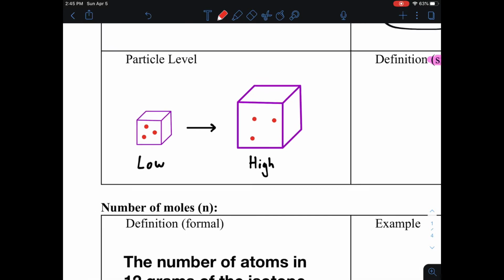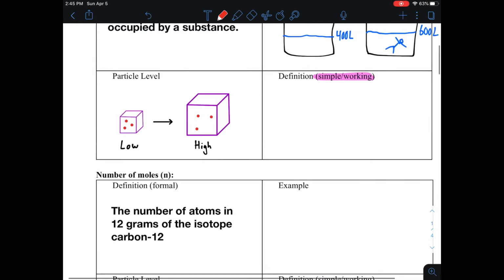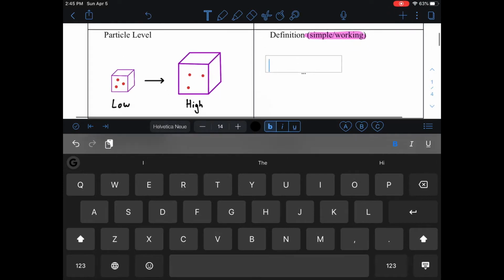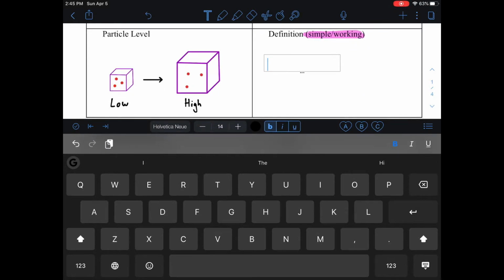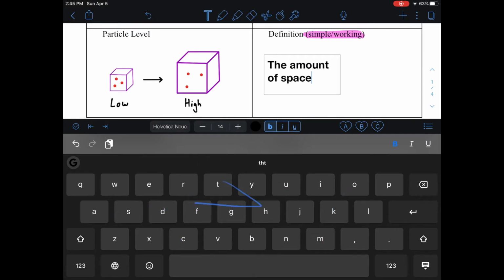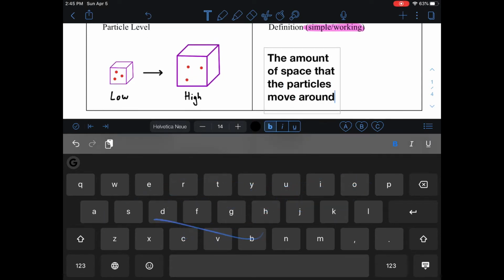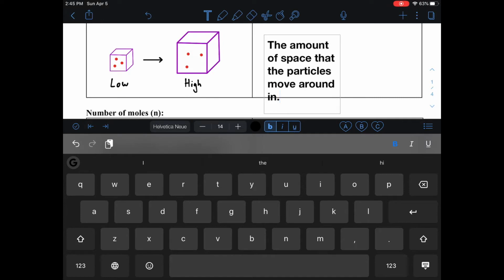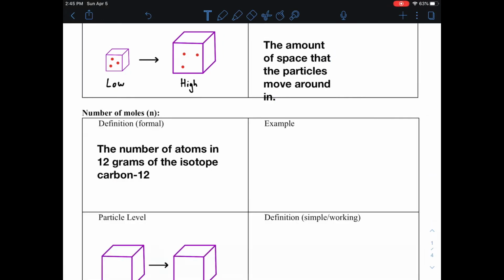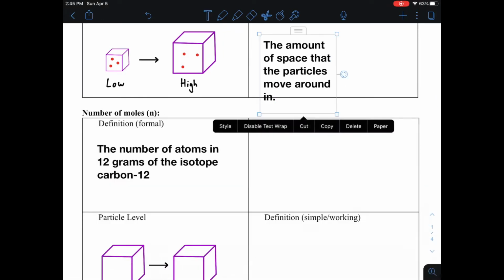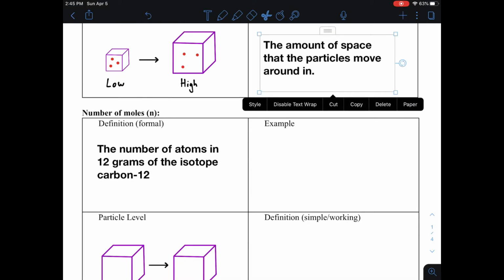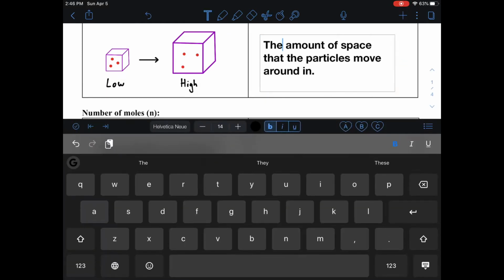So when we're talking about gases and you're thinking about volume, the simple definition that I'd like you to think about actually sounds pretty close to the book definition for this one. It's the amount of space that the particles move around in. There we go. The amount of space the particles move around in.